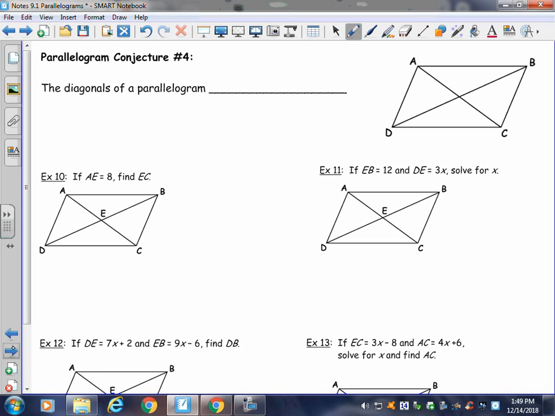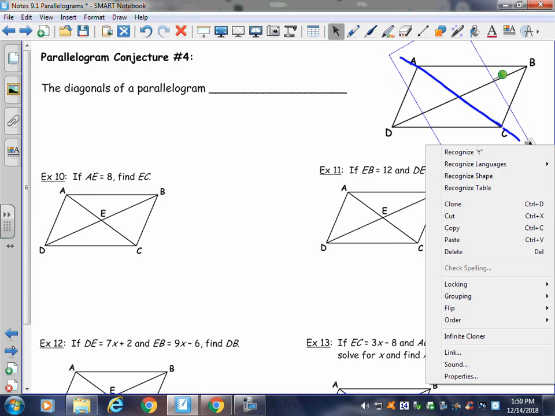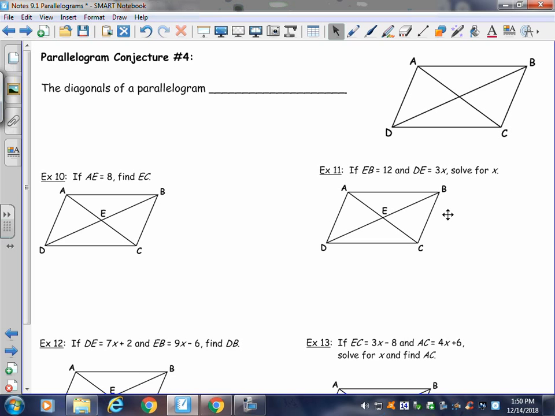I don't think they are. Let's see. If I draw this line, and then I rotate that line, is it the same? No. But there is a relationship. What is the same? Each half. Each half is the same.